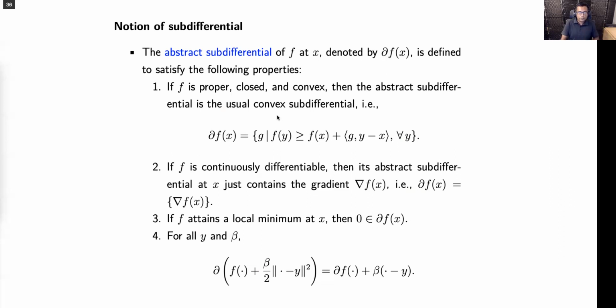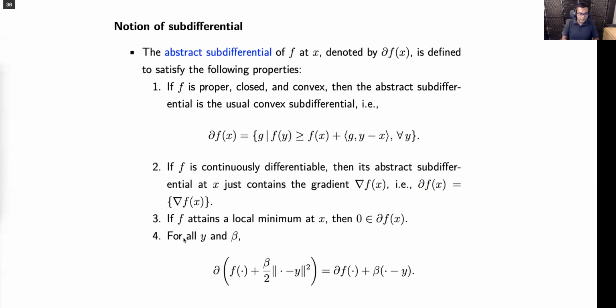If we have a convex function, proper, closed, and convex, then the abstract subdifferential is just the classic convex subdifferential that we know about. If f is continuously differentiable, not necessarily convex, then its abstract subdifferential at x just contains the gradient. So it's only 1 point. The third property is if f attains a local minimum at x, then the abstract subdifferential will contain the vector 0. In other words, there will be an abstract subgradient that will be equal to 0 when you evaluate it at the locally optimal point.